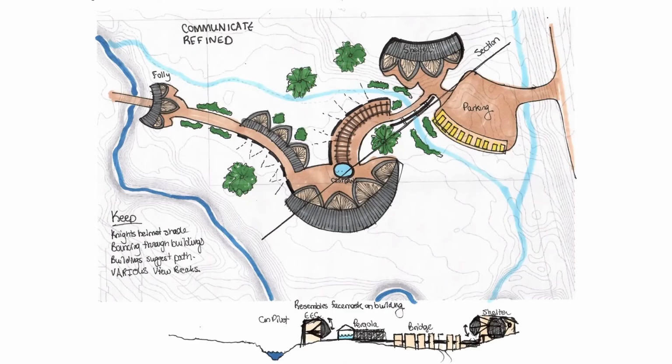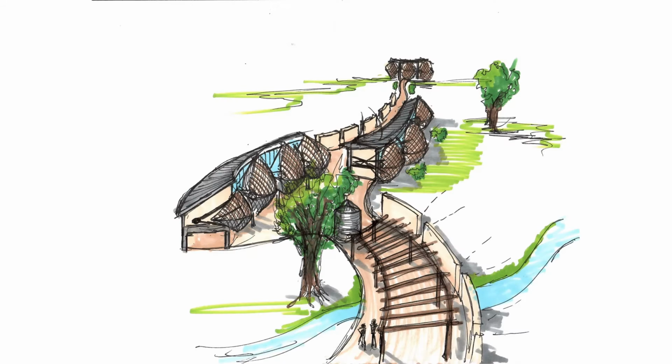In the refined design for communicate, I kept the pivoting shading devices. Also, there is a feeling that the buildings are coercing you through the site. This sense is enhanced by guiding walls with cutout framed views of the surrounding area. Here is a concept sketch in perspective. Please note the pivoting shading devices.